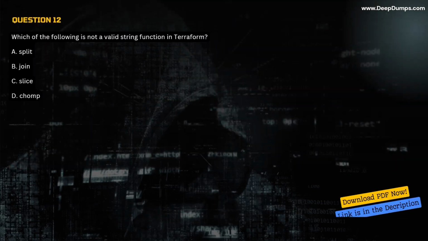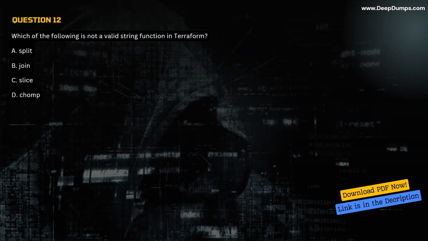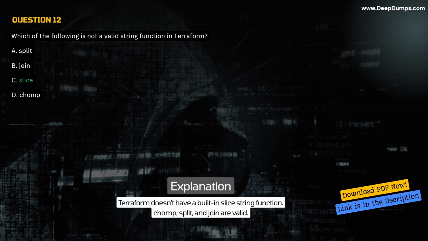Question 12. Which of the following is not a valid string function in Terraform? A. Split. B. Join. C. Slice. D. Chomp. Correct answer C. Slice. Explanation: Terraform doesn't have a built-in slice string function. Chomp, split, and join are valid.